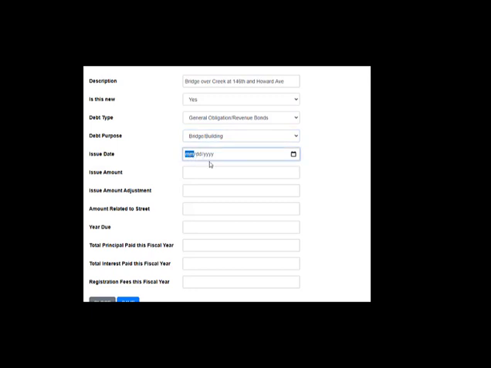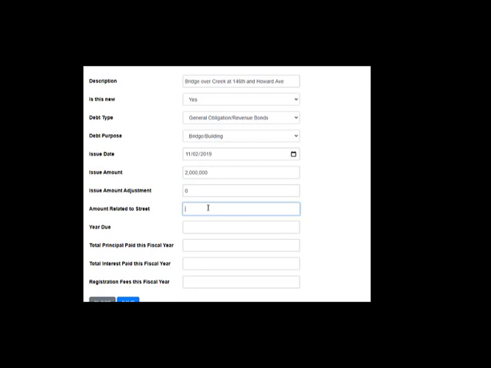We're going to pick an issue date. So this was sometime within FY20. So maybe it was 11/02/2019. So we did this back in the fall, getting ready for a spring letting and spring construction. We need to enter our issue amount. Let's say this is a $2 million bridge. We won't have any amount to adjust. We haven't made any payments. It's a brand new bond, so there is nothing to pay down.